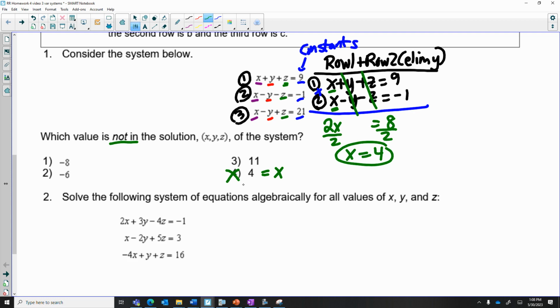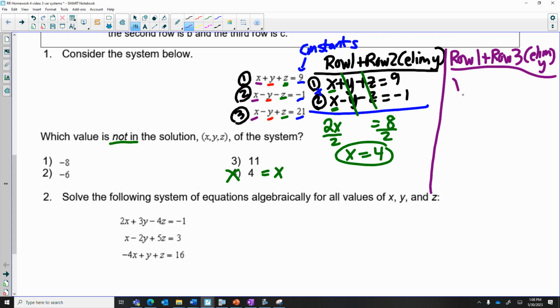Now, what I would want to do is do this again with a different pair, okay? So I already used row 1 and row 2, so I'm not going to use row 1 and row 2 anymore. I'll use maybe 1 and 3. So let's see what happens if I do row 1 plus row 3 and I eliminate the same variable, variable y.